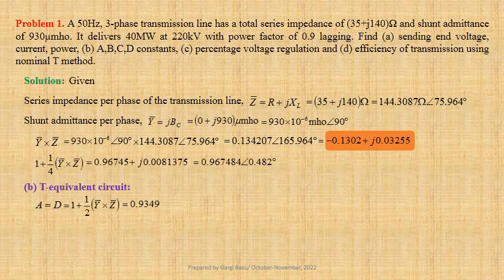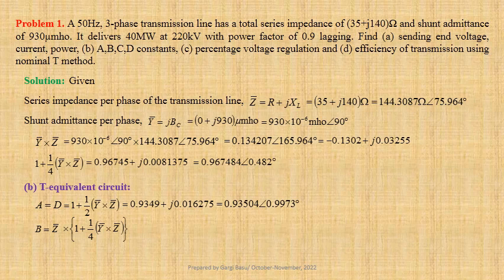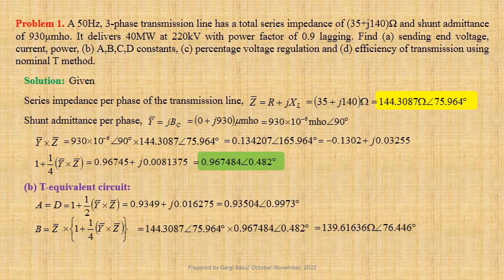For T equivalent circuit, A equals D equals 1 plus half of YZ, that is equal to 0.9349 plus j0.016275. This may be written in polar form as 0.93504 at an angle 0.9973 degree. B equals Z into 1 plus 1/4 of YZ. Using values we get 144.3087 at an angle 75.964 degree into 0.967484 at an angle 0.482 degree. That gives us 139.61636 ohm at an angle 76.446 degree. And C equals Y, that is equal to 930 into 10 to the power minus 6 mho at an angle 90 degree.